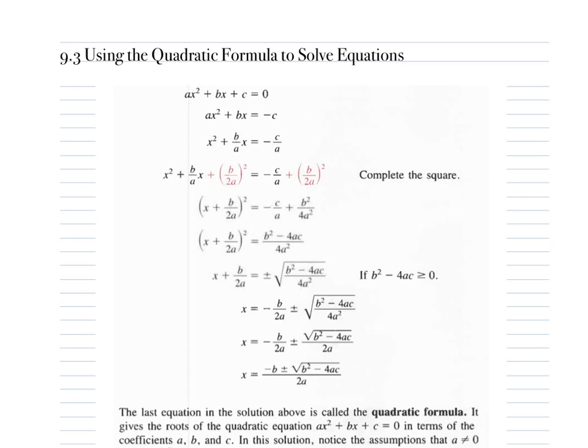Line 3, using the quadratic formula to solve equations. When we use the quadratic formula, we are using x is equal to negative b plus or minus the square root of b squared minus 4 times a times c all over 2 times a in order to solve what x is. When we are doing this, if there is a negative underneath that radical sign, we have to remember that we're going to get no solution.